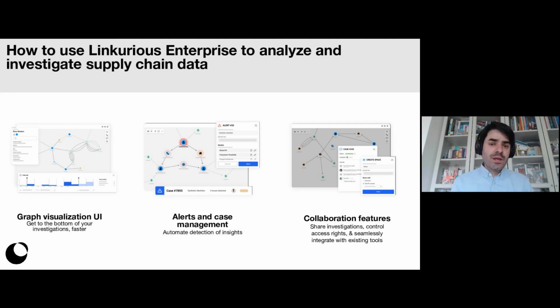There are three aspects in terms of how you can use Linkurious Enterprise to make sense of supply chain data. First, there's the graph visualization UI that can help you get to the bottom of your investigations faster. Then there are features and functionalities around alerts and case management. You can detect and automate the discovery of some patterns of interest within your graph data. And finally, collaboration features help you work together as a team, share insights, and work more effectively.